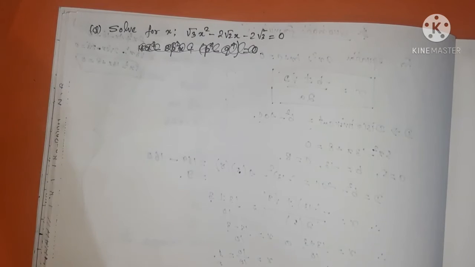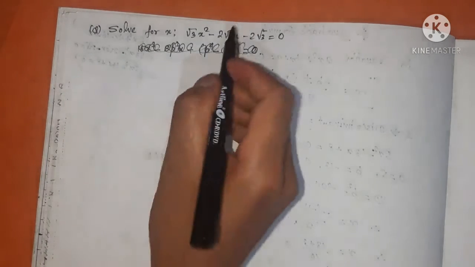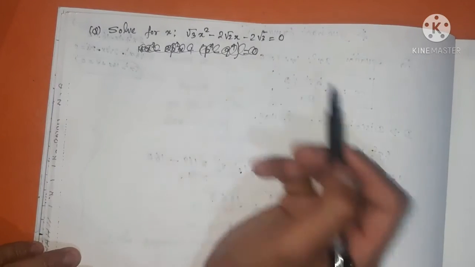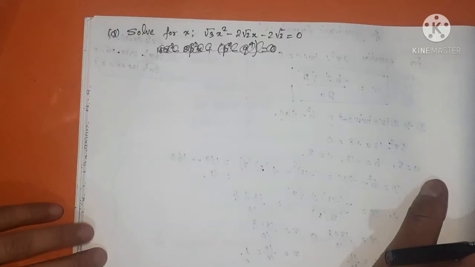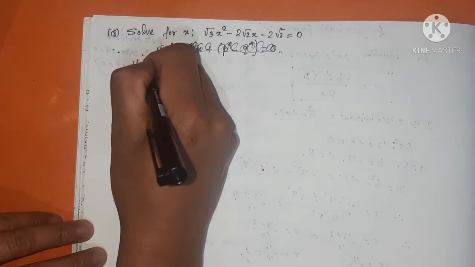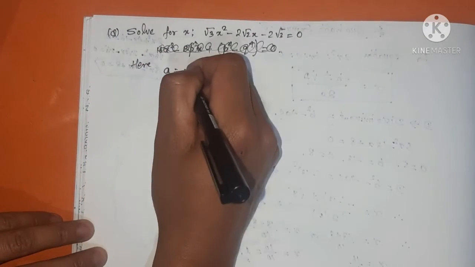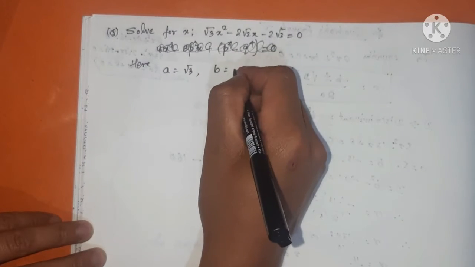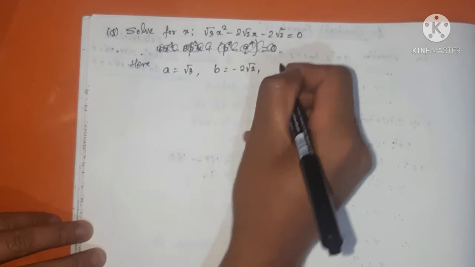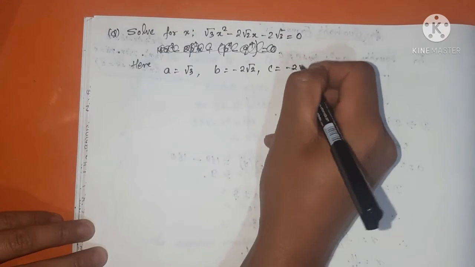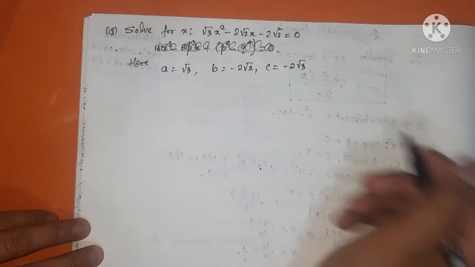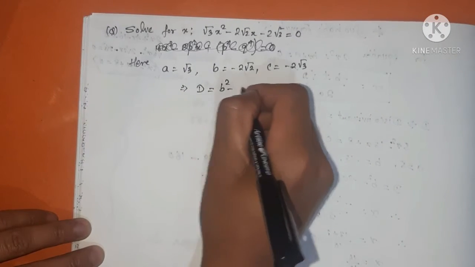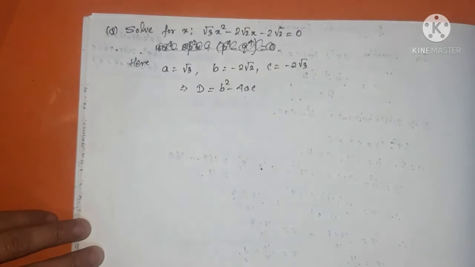Suppose we have another equation, solve for x: root 3 x square minus 2 root 2 x minus 2 root 3 is equal to 0. So we need to find the value of x. Here a is equal to root 3. Tell me, how much is b? This is minus 2 root 2, and c is minus 2 root 3, right? So what will be d? We know the formula, b square minus 4ac, isn't it?